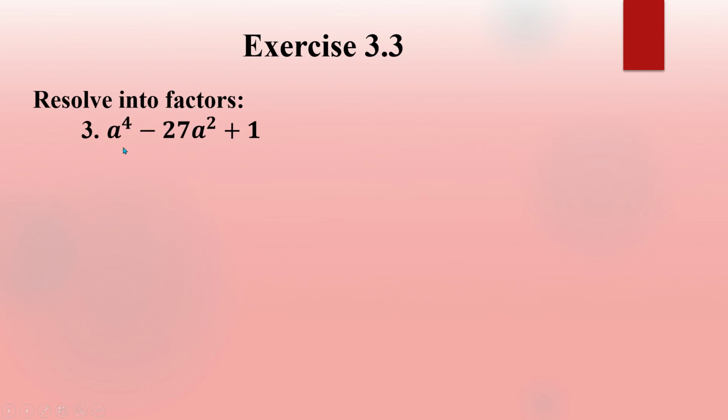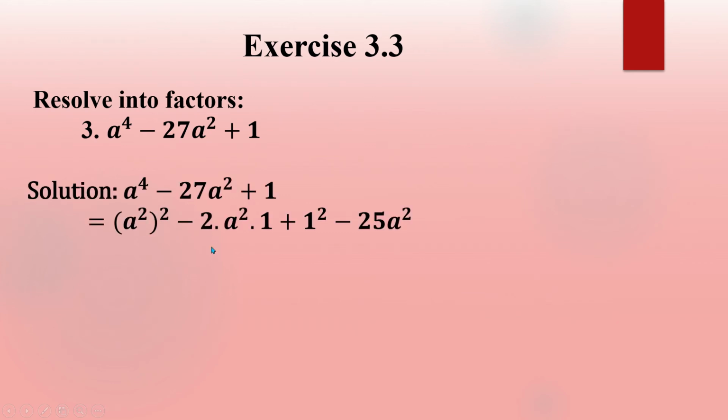Question number 3: a to the power 4 minus 27a square plus 1. This is the given expression. This is equal to, we can write a to the power 4, that is (a square) whole square, minus 2 into a square into 1, plus 1 square, that is a square minus 2ab plus b square.